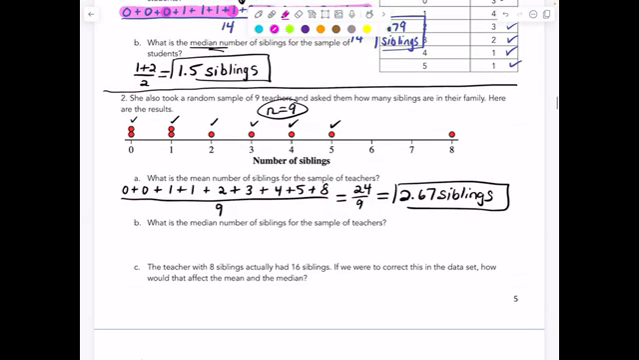And then the median number, because I'm talking about 9, I'm going to go 4 in. So 1, 2, 3, 4 in. And then 4 in again, 1, 2, 3, 4. So it looks like the median in this case is the number 2. So my median is going to be 2 siblings.